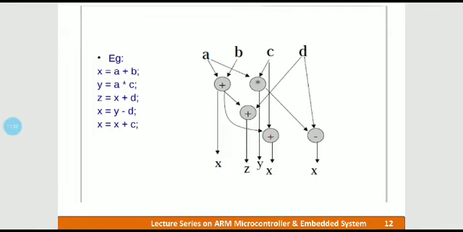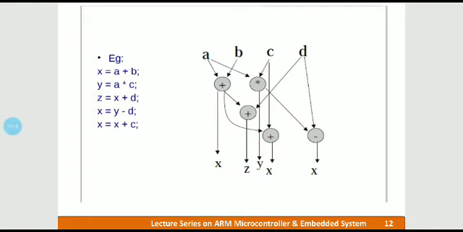The first x gives me a plus b. So from variable a, I have the inward arrow to the data flow graph node which is an adder, and for b also I have an inward arrow, and these two are acting as inputs. And from the node I am getting an outward arrow that represents x. So x is equal to a plus b. Similarly, the second output I have is z. So z is equal to a plus b, which is represented as x, and I have another input d, so z is equal to x plus d.